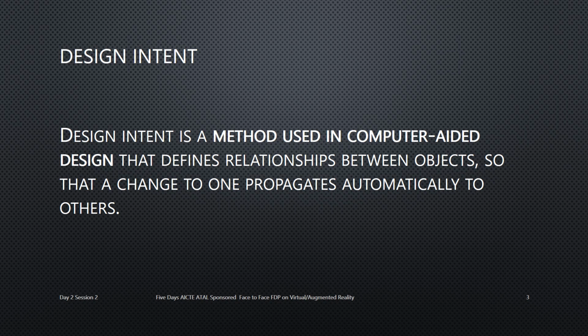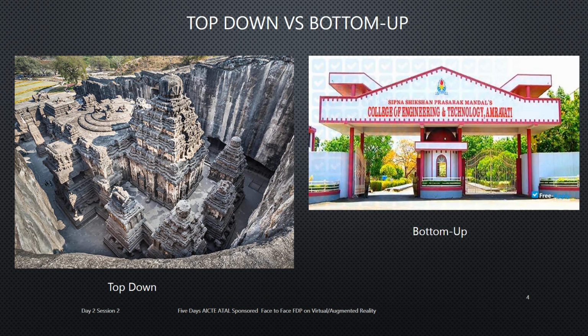So what is design intent? Design intent is a method used in computer aided design that defines a relationship between objects so that a change to one propagates automatically to others. So if I make a change, then what will happen to other objects? That relationship is there in the design intent. Now there are two approaches. One approach is called the top-down approach, and the other approach is called the bottom-up approach.